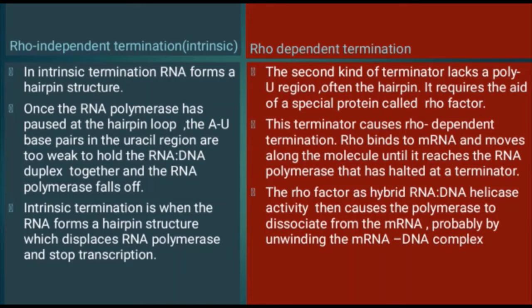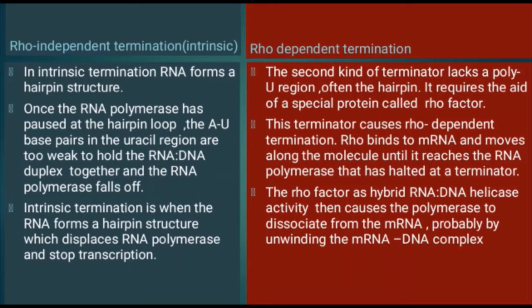Coming to Rho-dependent termination. This kind of terminator lacks a poly-U region and sometimes it lacks a hairpin structure. It requires the aid of a special protein referred to as Rho factor. Rho binds to the mRNA and moves along the molecule until it reaches the RNA polymerase. This Rho factor also has RNA-DNA helicase activity, then it causes the polymerase to dissociate from the mRNA, probably by unwinding the mRNA-DNA complex.